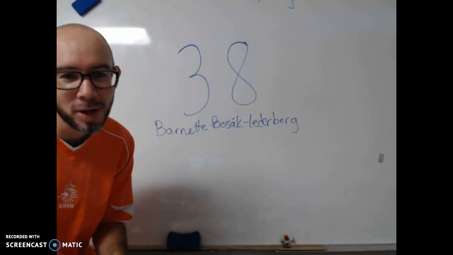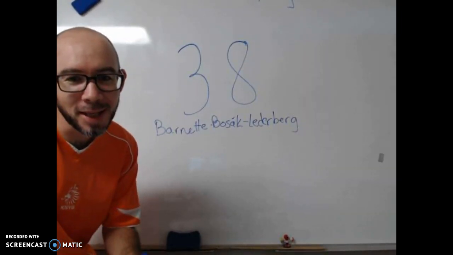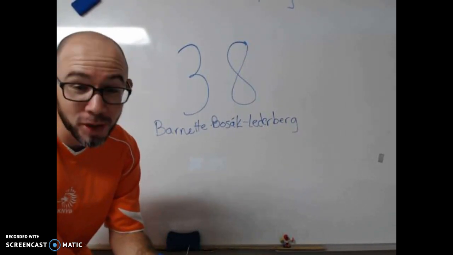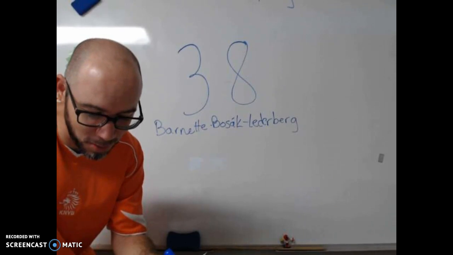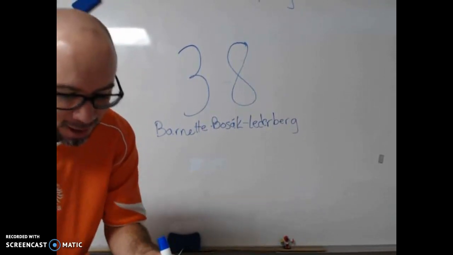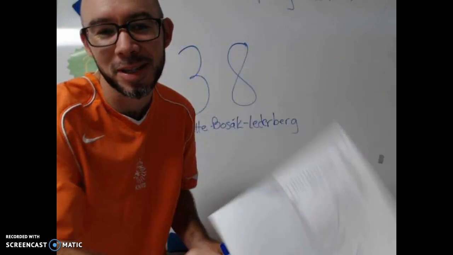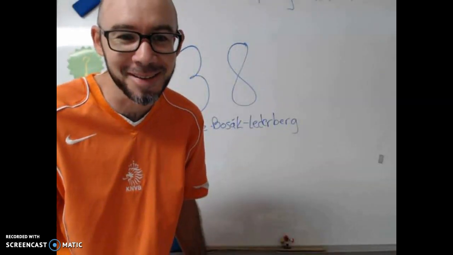38 has to do with the Barnette-Bosák-Lederberg graph. It is a graph on 38 vertices, which is the smallest known example of a planar 3-connected non-Hamiltonian graph. And there's 2 of them right there. 38 vertices. Ain't that amazing?